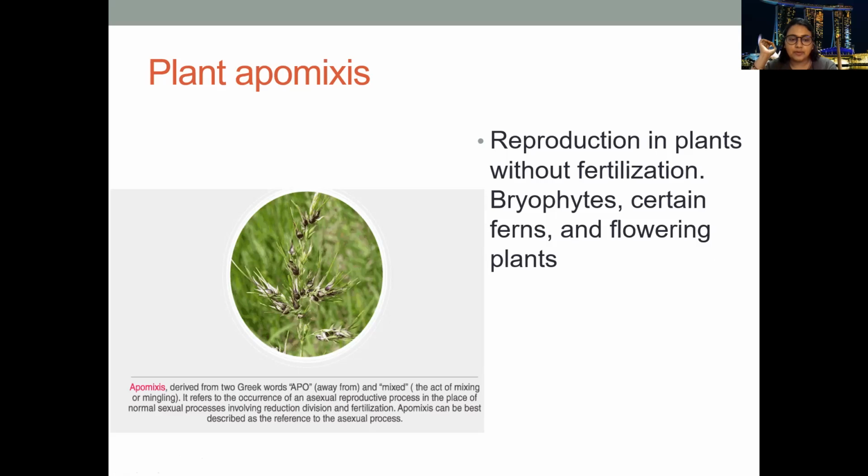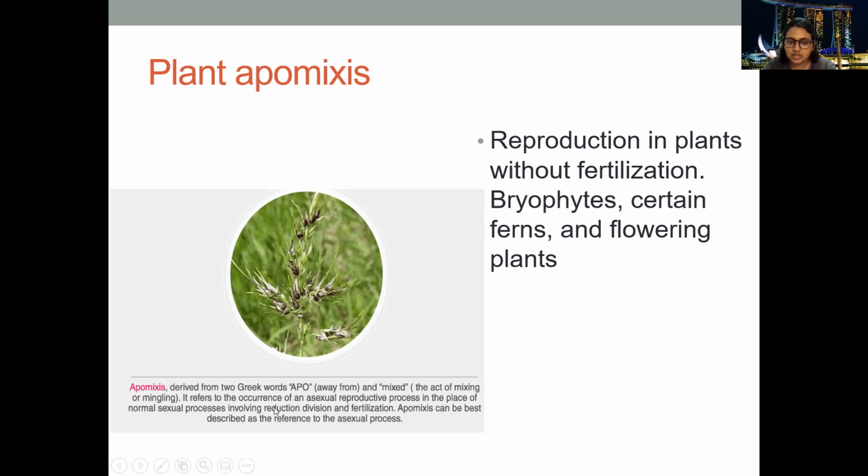So apomixis, I told you that in biology the meanings of some terminology are hidden within them. Apomixis came from two Greek words. Apo means away from, mixis means mixing, so the act of mixing of gametes. It refers to the occurrence of an asexual reproductive process in the place of normal sexual reproduction, involving the reduction division and fertilization.